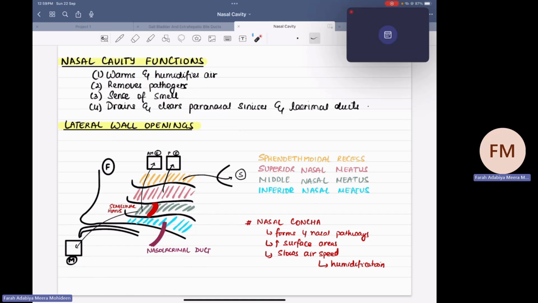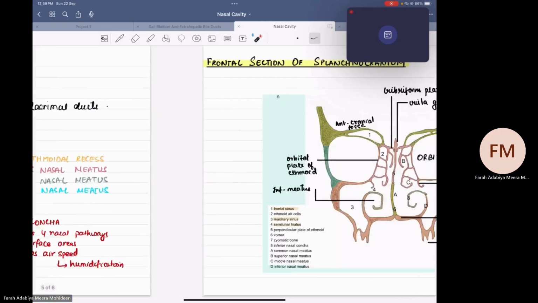Now, why do we need these bony bulgings called concha? They create these four nasal pathways, and they increase your surface area for their functions, and it also slows down air speed. Now, why do we need to slow down the speed of air that we breathe in? So that we have more time for the air to be warmed and humidified.